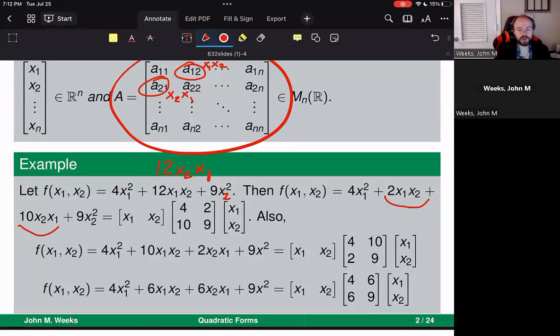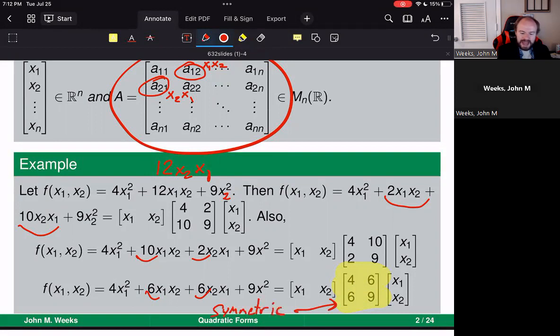Now, I didn't have to do it with 10 and 2. I could have also done it with 2 and 10, switching those two things. I could have also done it where these two entries end up being equal, the one on the top right equaling the bottom left. You get 6 and 6 down here, and so you get 4, 6, 6, 9 as this matrix. Now, this is the form that we're going to see the most often because this matrix has a very particular form that we want to take advantage of. This is a symmetric matrix.